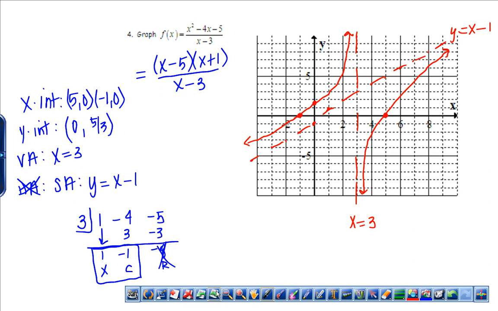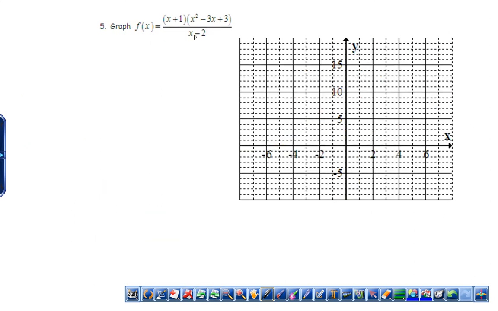Okay, let's try another one. So this is factored and this is factored. Usually you can see if this factors. There's no reason to do the quadratic formula on it. Let's go ahead and find our roots, which are the x-intercepts. So my x-intercepts are from the top. That's going to be a -1, 0. Since this doesn't factor, that's the only one you have.